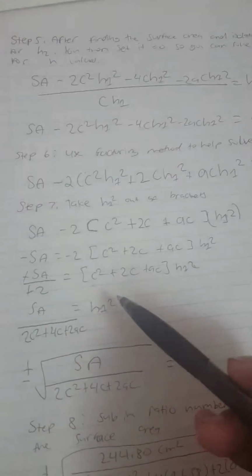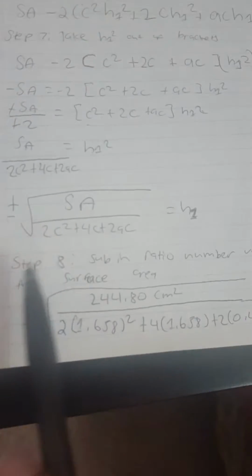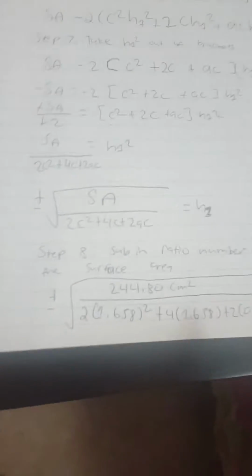I divide it, and I still have H1 squared. I square root it, positive and minus. When I square root it, I have to sub in our ratio numbers and our surface area into the equation to get H1. This is actually going to give us our domain and our restrictions, essentially.